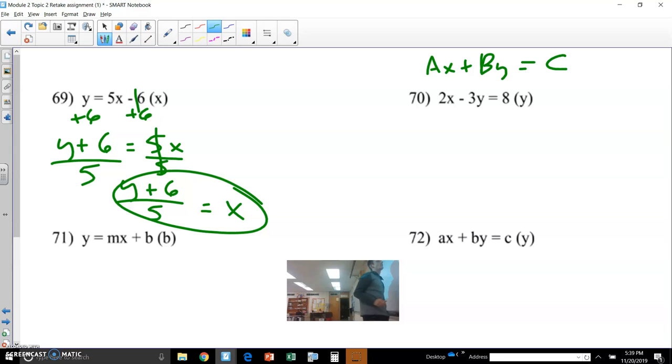In algebra, we have the standard form of a line. This is really helpful for doing word problems. It's also helpful for graphing using intercepts. So check out Module 2, Topic 1 if you want to see what that's all about.